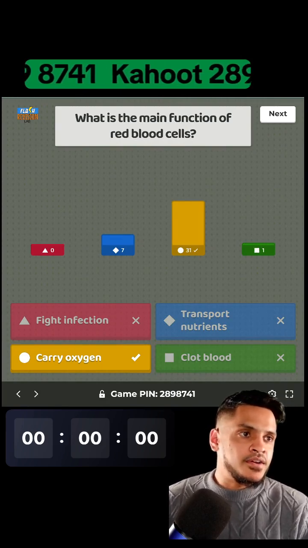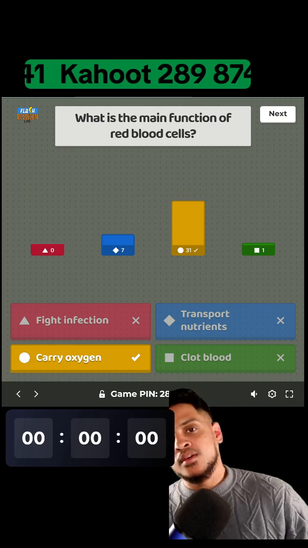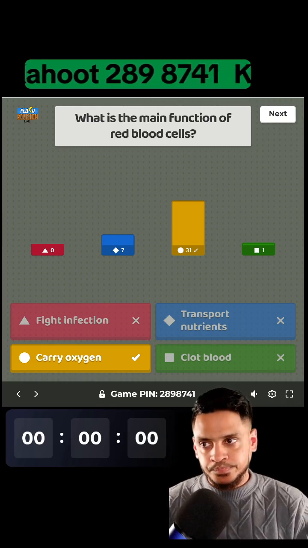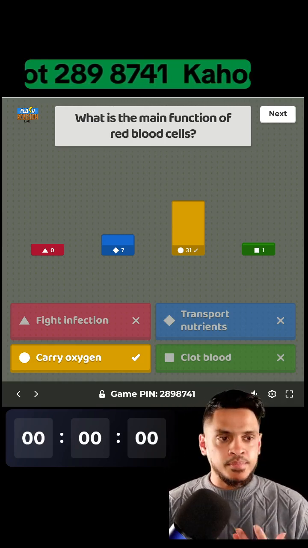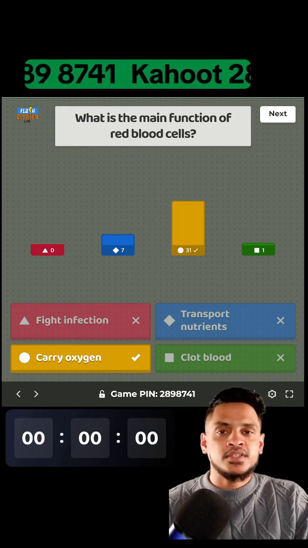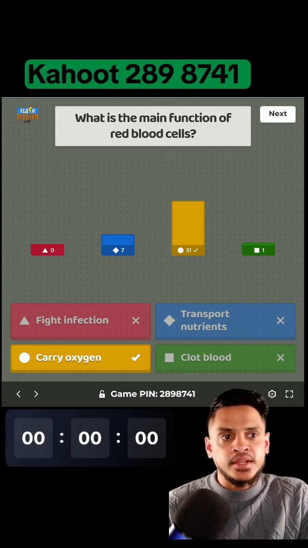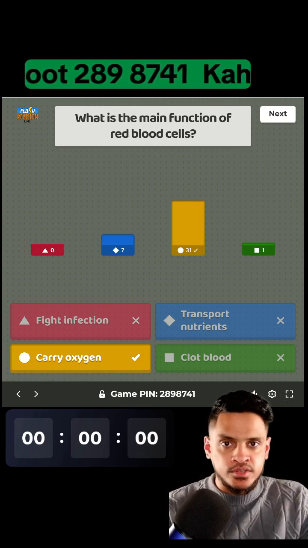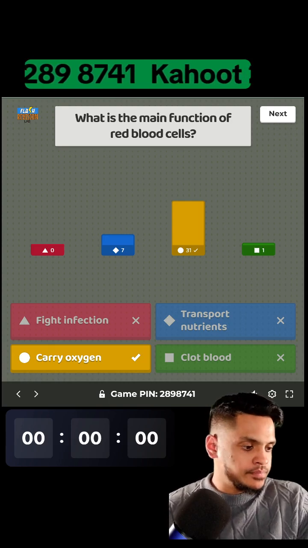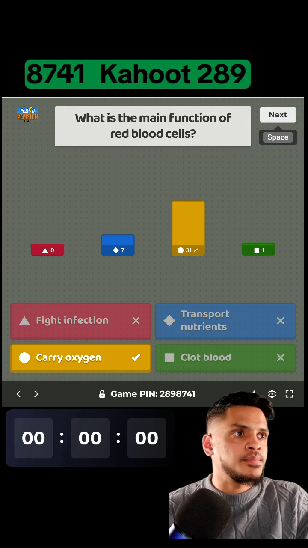It is carry oxygen. Yes, they've got the hemoglobin in them, which binds to the oxygen. The red blood cells are adapted to maximize how much oxygen they can carry. And then it takes it to cells, gives them the oxygen for respiration. That is the job of a red blood cell.